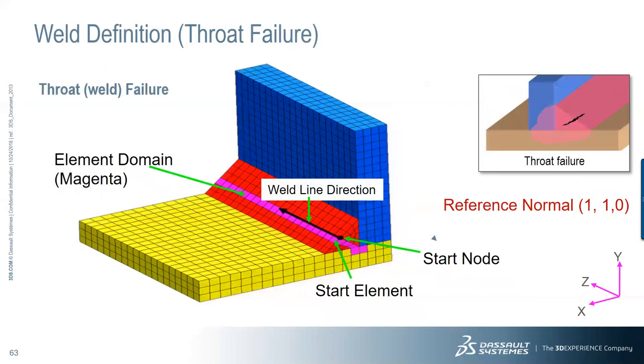Here is another example to give us a feel of what modeling a weld in Verity looks like. If you want to capture a throat weld, again we have to define an element set that captures the location of that throat weld. Similar to the previous case, we define the start element, the start node, and the weld line direction. The weld line direction is again specified by specifying the reference normals. In this case, since the crack goes into the throat of the weld, you specify a reference normal that is pointing outwards. So for the coordinate system shown on the bottom right, you specify unit in both x and y to give you an inclined reference normal.